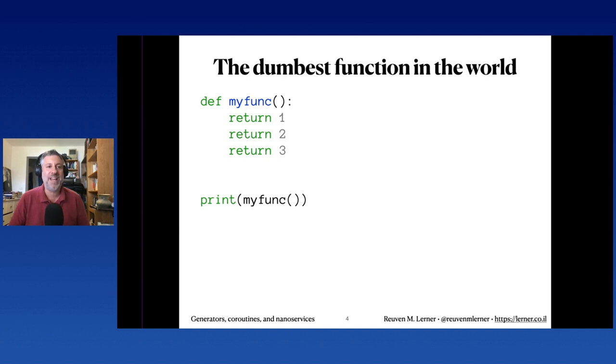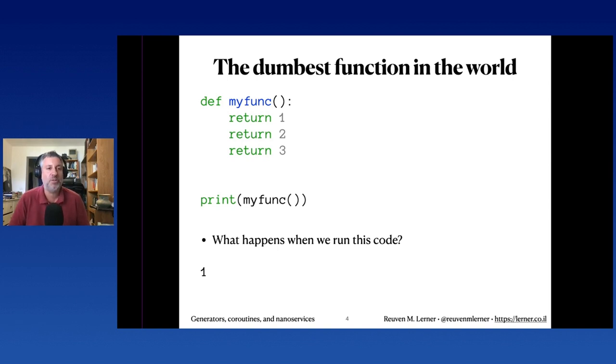So here we go. I say def myfunc, and then it has three lines in it: return 1, return 2, and return 3. And if you're thinking, wait a second, that's a pretty dumb function, well, I did warn you, right? And so what's going to happen when I call this function and then I print its output? Well, not surprisingly, when we run this, we're going to get 1, and that is it. That is the end. And of course, that's because return in a Python function says, that's it. We are ending the function now, and we are returning this value.